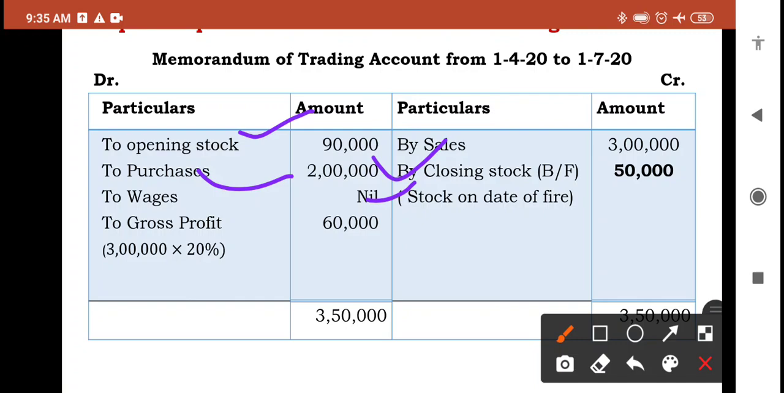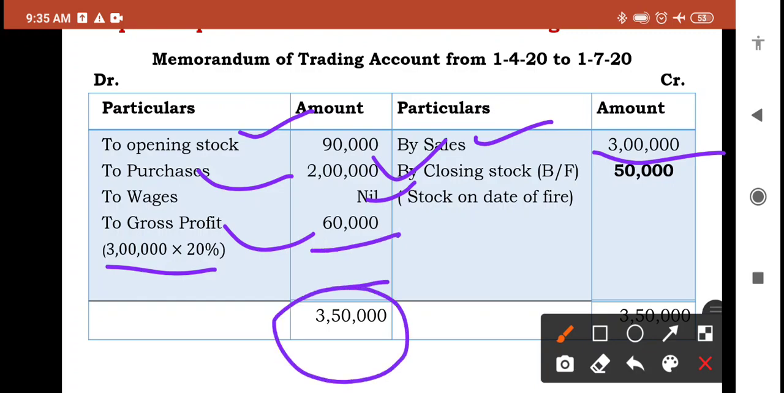And next, sales and gross profit are to be recorded. Before that you have to record sales. Sales 3 lakh, then you have to calculate gross profit. 3 lakh rupees into 20%, we got 60,000. If we total it, we got 3 lakh 50,000 as the highest amount. We have recorded both the sides, and if you deduct that amount, you'll get a balancing figure of 50,000, and that should be considered as stock on date of fire or closing stock. Hope you understand.